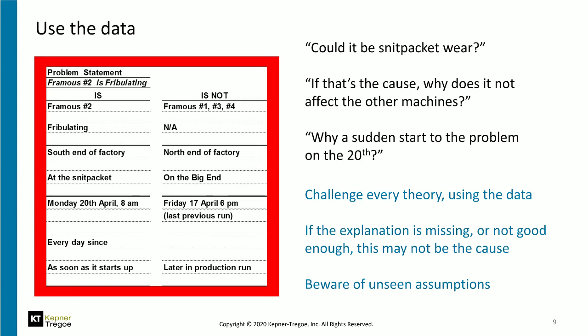And so the key to all of this is assemble as much data as you can, as quickly as you can at the start of a problem, because then you can make this disproof work. And you can come in and say, if anybody's got a great idea, thank you very much for the idea. If that's the cause, why this machine and not that? Why at this time and not earlier? Why this error code and not another? Why these locations and not those?